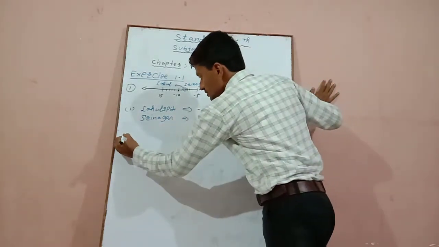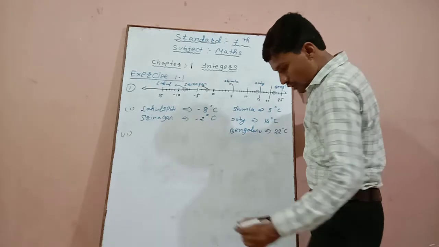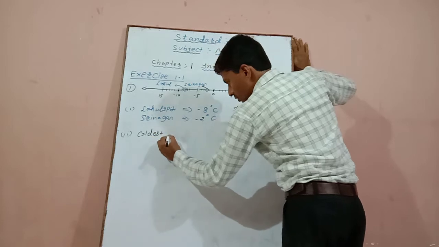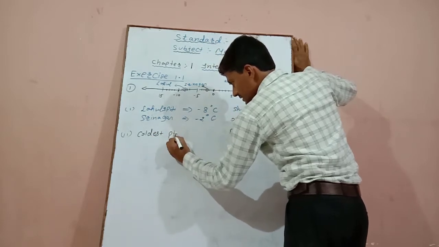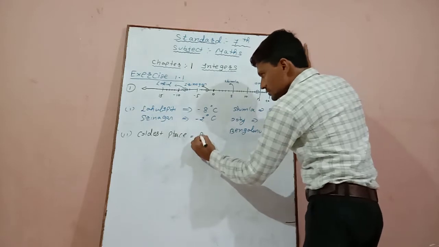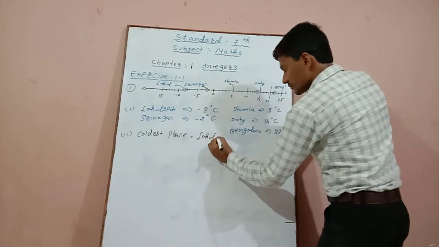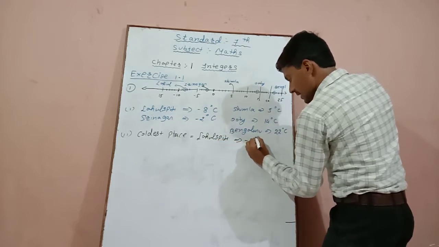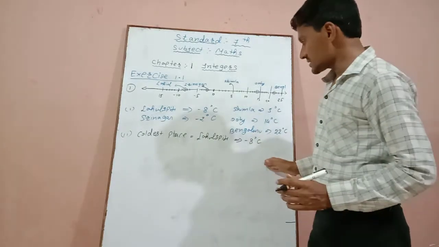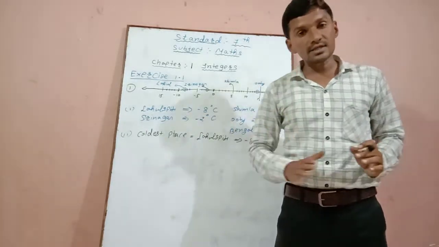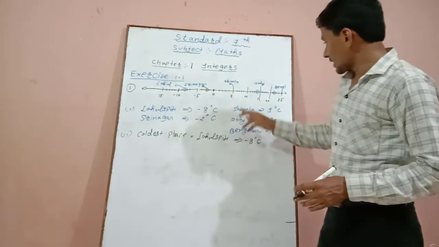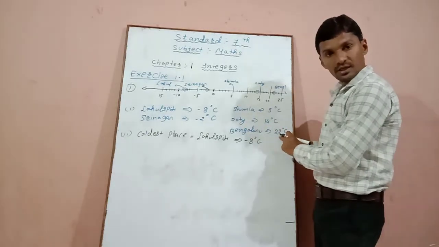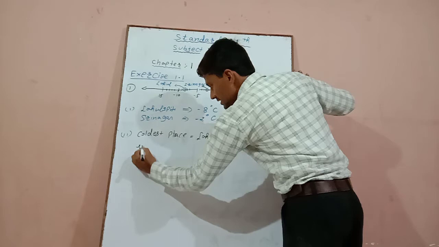That means in question number 2, the coldest place is Lahul Spiti, and the temperature of that city is -8 degrees Celsius. And the hottest means the greatest temperature on the positive side. So the greatest temperature on the positive side is Bengaluru. Temperature is 22 degrees. That is the hottest place.